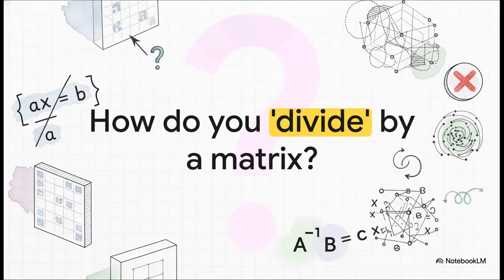I want you to think way back to your first algebra class. You get an equation, and the goal is almost always to get x by itself. And usually that involves some simple division. But when we're dealing with matrices, it's a whole different ballgame. You literally can't divide by a matrix. So how in the world do we solve for an unknown matrix? That's the big question for today.